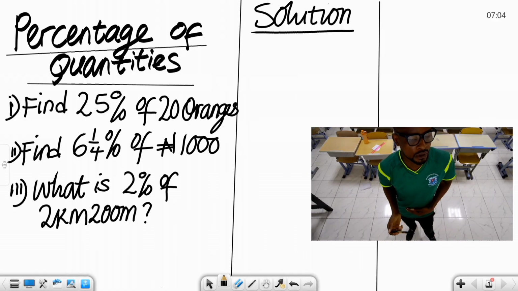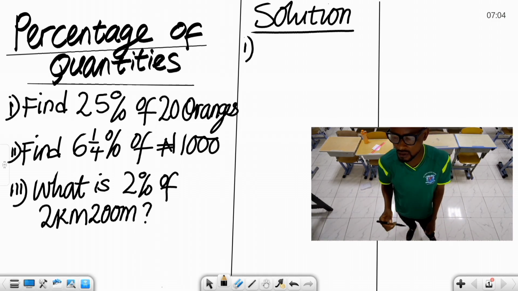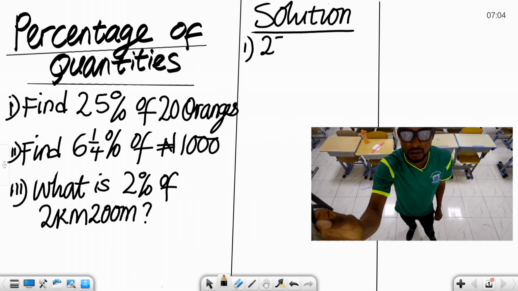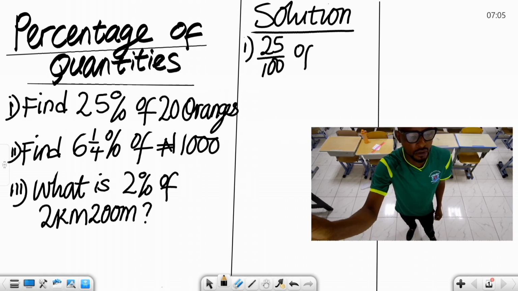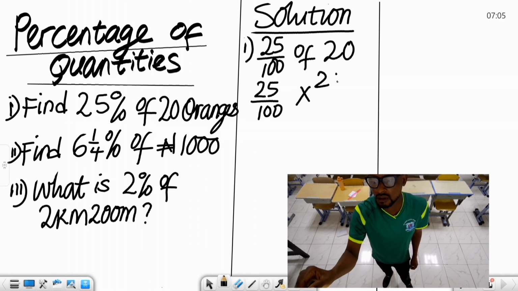We want to find percentage of quantities. So we want to find 25% of 20 oranges. The first question is 25% of 20 oranges. And 25% means 25 over 100 of 20 oranges. We are going to do 25 over 100 multiplied by 20 over 1.